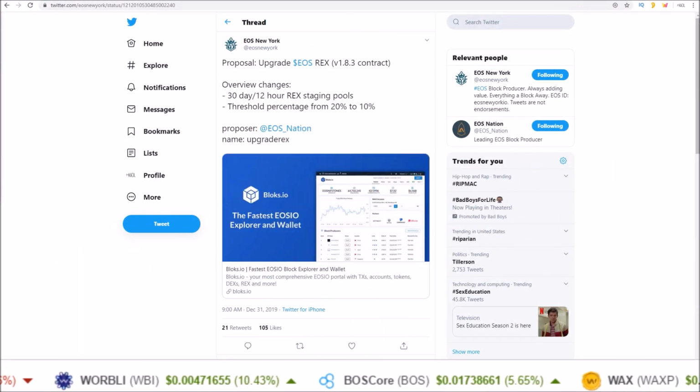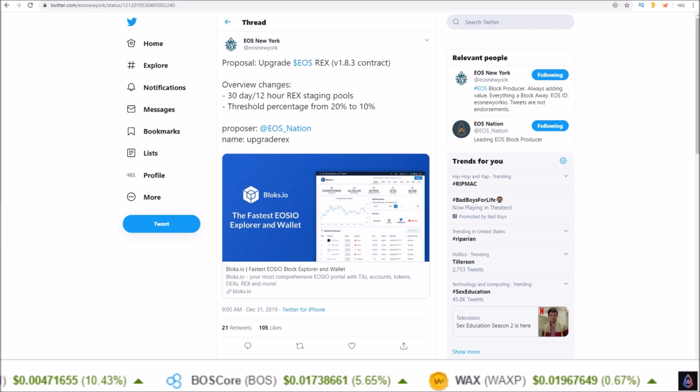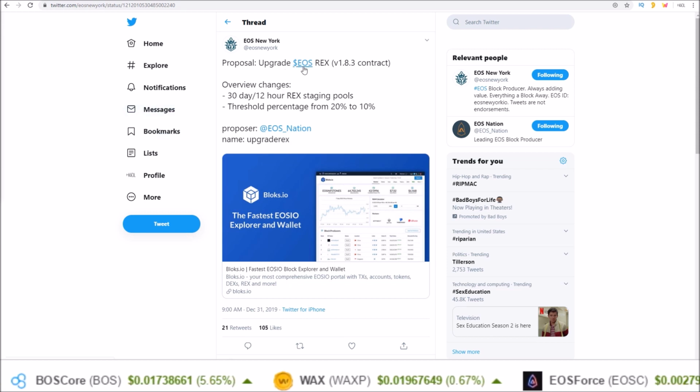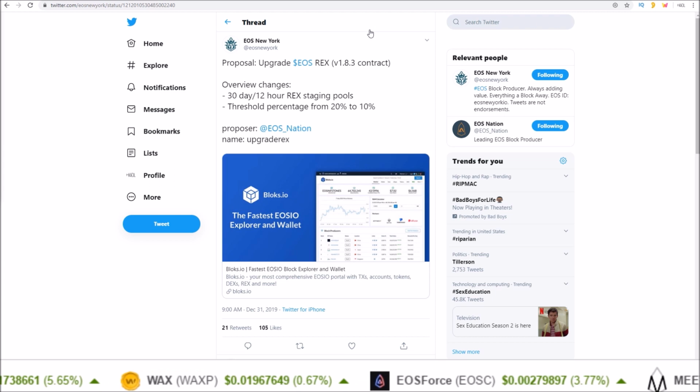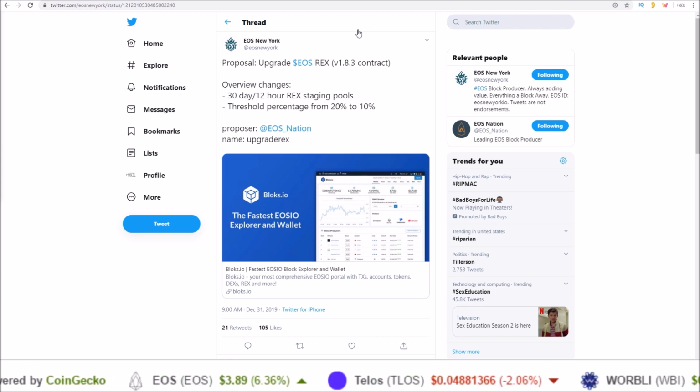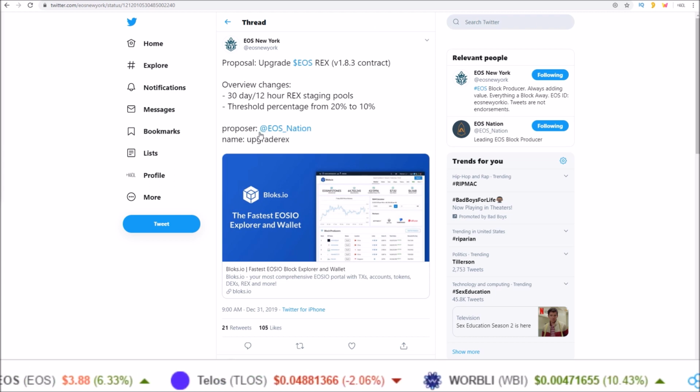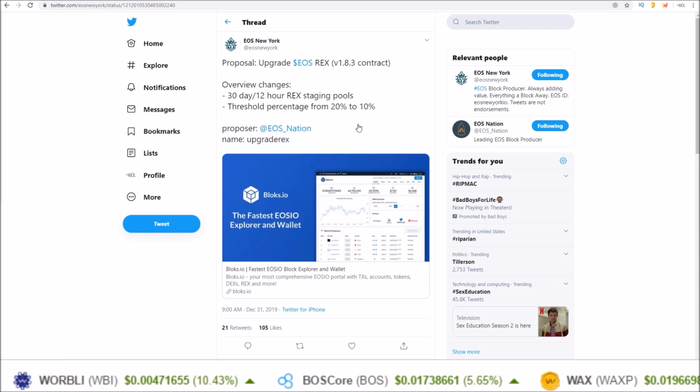Hello guys, I want to cover some EOS news in this one, first being the upgrade to EOS REX and also the new BlockOne testnet. The upgrade to EOS REX was proposed by EOS Nation and had the required 15 votes within a couple days.